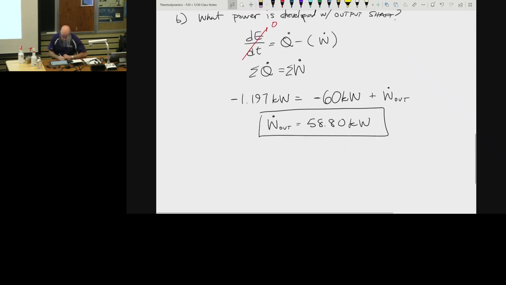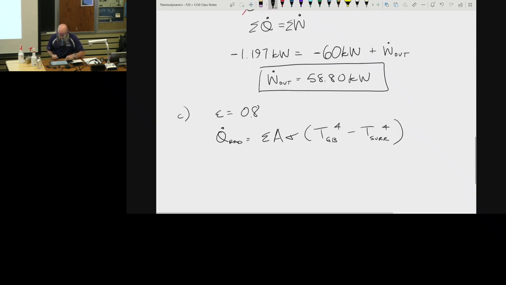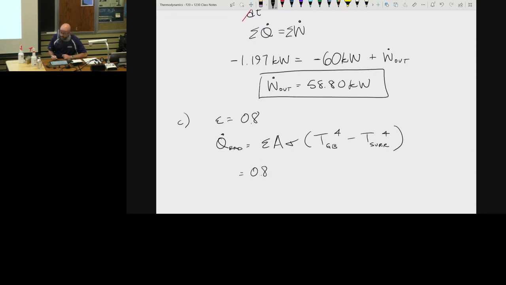Now, the other thing they said here is, what happens if we considered radiation? If we considered radiation and said that the emissivity is 0.8, how much radiative heat transfer are we going to have with this? Okay, so I would write my equation. Q dot radiation is equal to epsilon area sigma times T of the gearbox to the fourth minus T of the surroundings to the fourth. And I'm going to just plug things in. 0.8, it doesn't have any units, it's unitless. The area is 1 meter squared. Sigma is my favorite constant, 5.67 times 10 to the minus 8th.